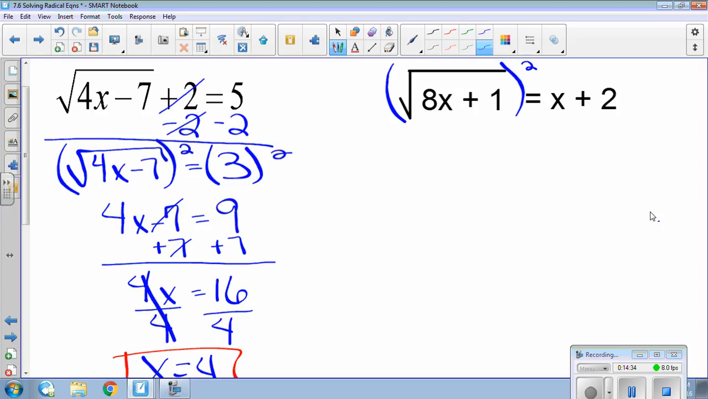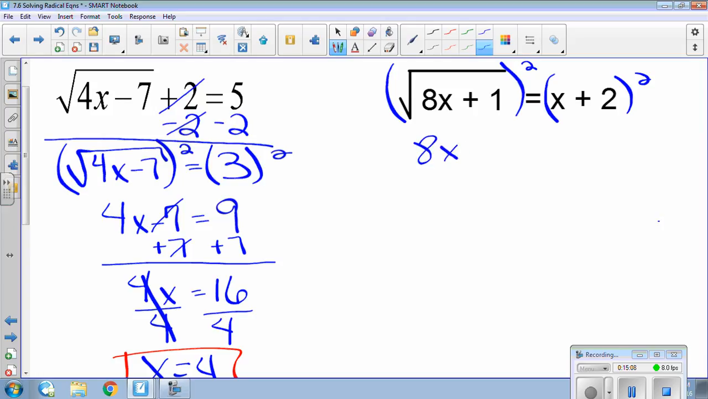So we're going to square it. But if I square the left, I have to square the entire thing on the right. Now, is that x squared plus 4? No, it's not. This is x plus 2 times x plus 2. So on the left, this just gets rid of the radical. The radical and the squared cancel each other out.